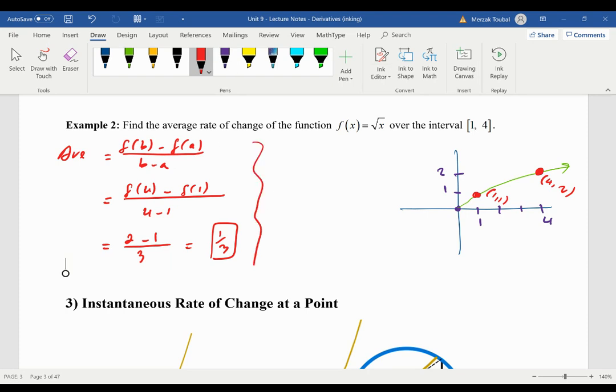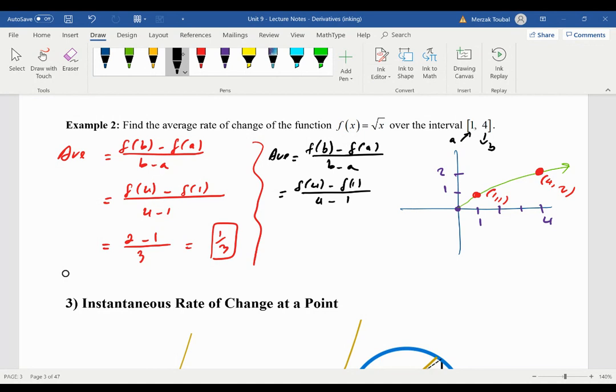Let me show you a different way how you do this, just in case. So let's write average equals, again, f of b minus f of a over b minus a. So this would be a, and this would be b. So that means f of 4 minus f of 1 over 4 minus 1.